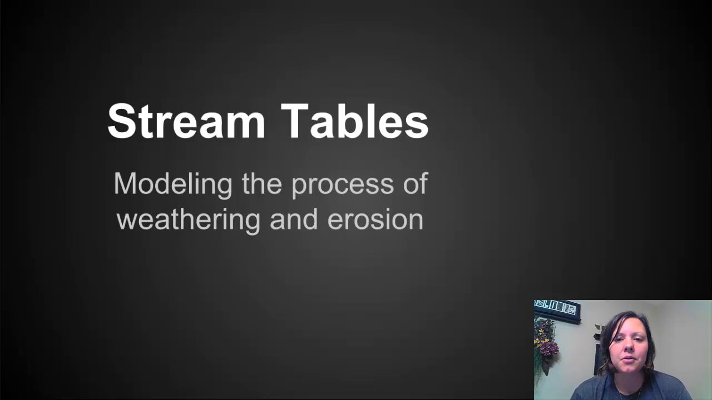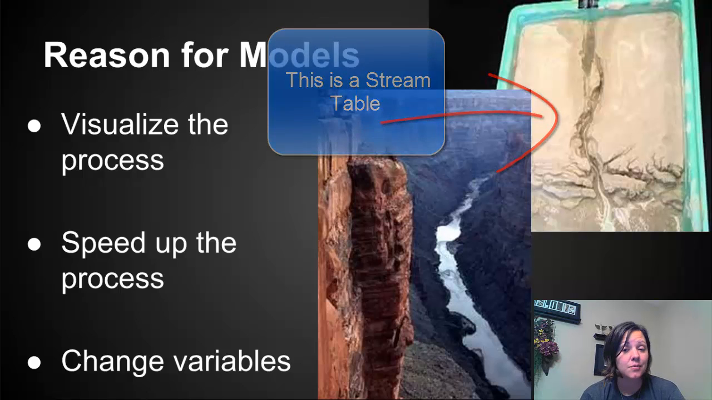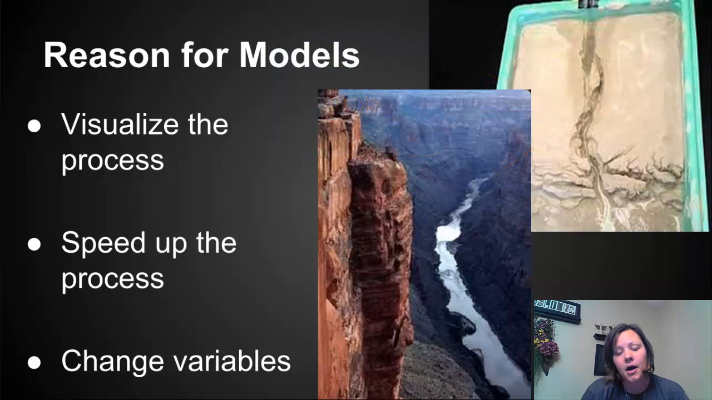So we're going to be using the model of a stream table to help us understand the process. There are definitely reasons for models. Oftentimes we can't see things that happen. In this case, the Grand Canyon is enormous, so we need to come up with something a little bit smaller so that we can visualize the whole process.